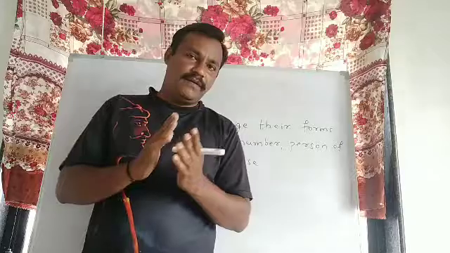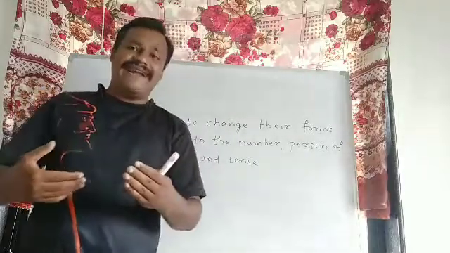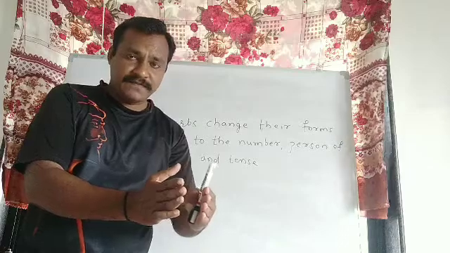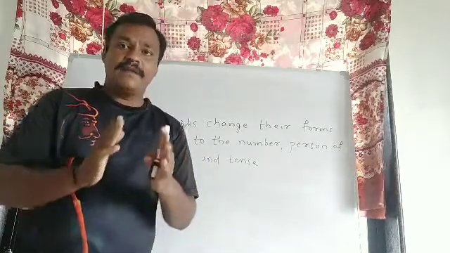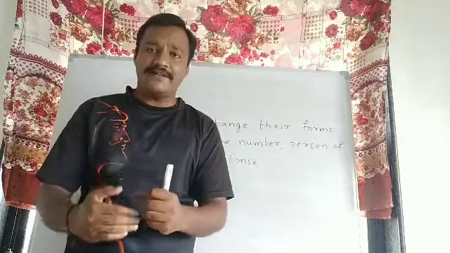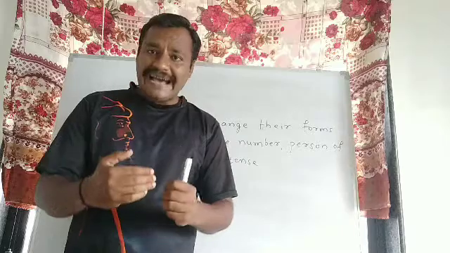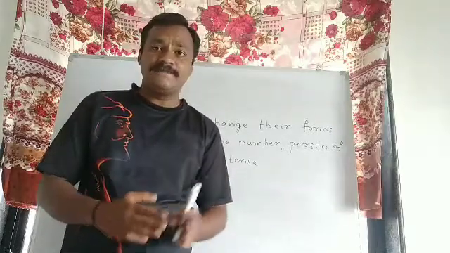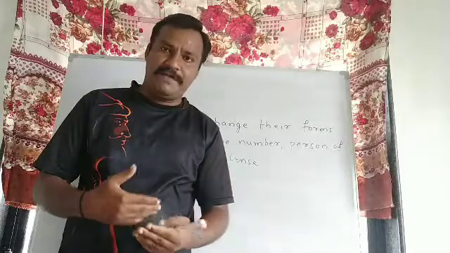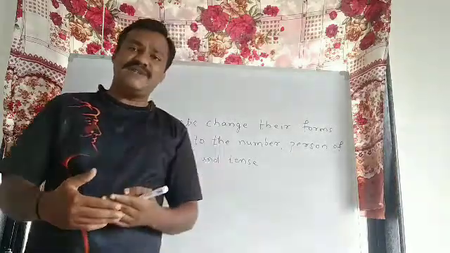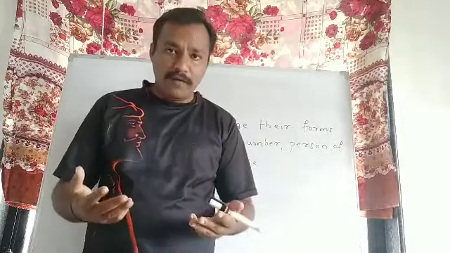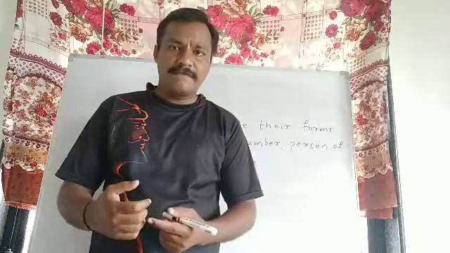Friends, listen really carefully. Whatever the finite verbs are, those finite verbs change their forms according to the number, person of the subject or according to the tense. Means what? As we change the number of the subject or as we change the person of the subject, automatically the form of that finite verb changes. Or as we change the tense, the finite verbs change their forms. How? Let's study with some examples.